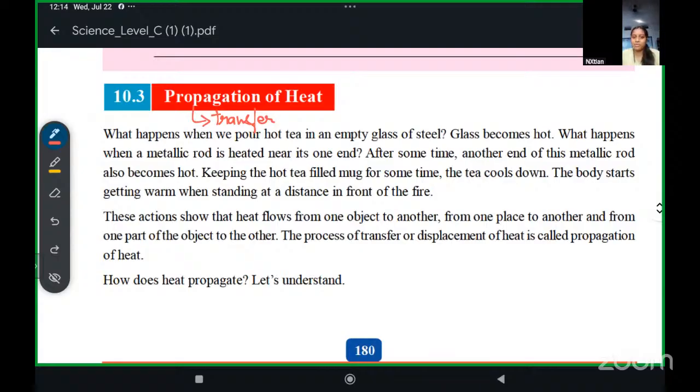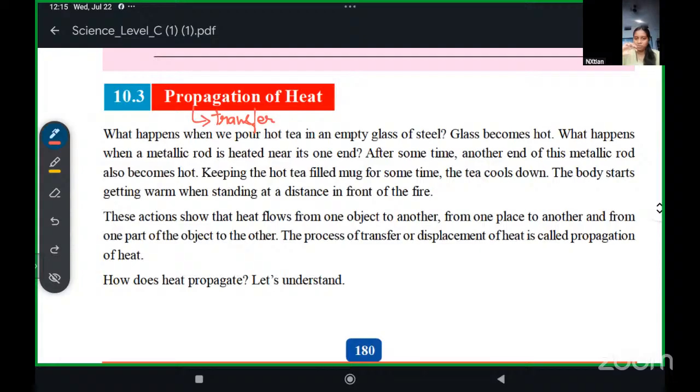If you observe this phenomena, then when we are standing at a distance in front of a fire, we after some time start getting warm. In winters, if you have sat near a fireplace, a bonfire, a fireplace at Christmas, New Year, you must feel that after some time you also start getting warm, right? You also start getting warm. So these things show that heat flows from one object to another.